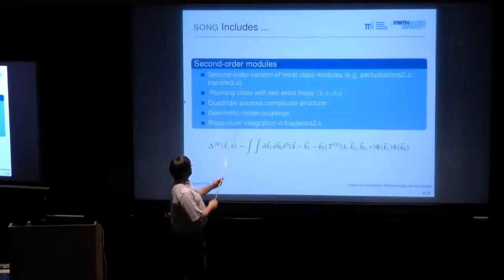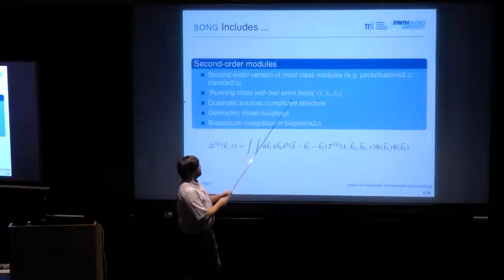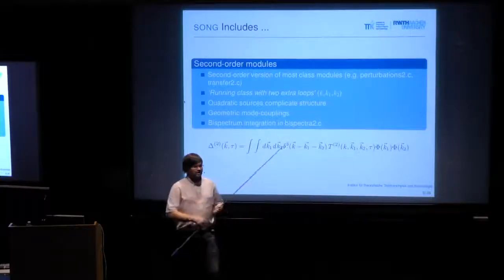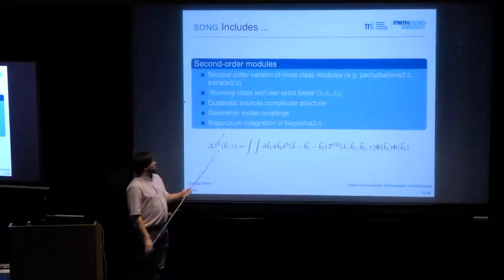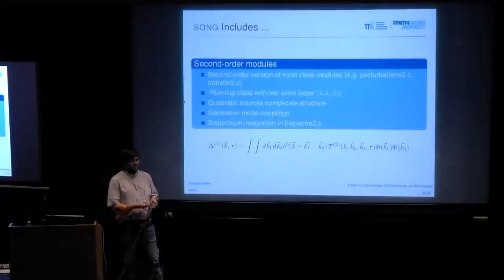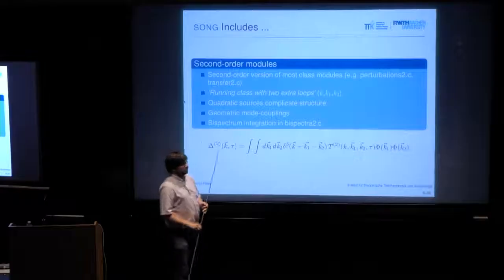But this is a bit too simplified to say it is just running CLASS with 2 extra loops around it, because of course we have some complications. We have the quadratic sources that are not present in the first-order perturbations.